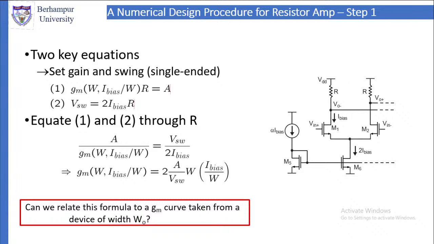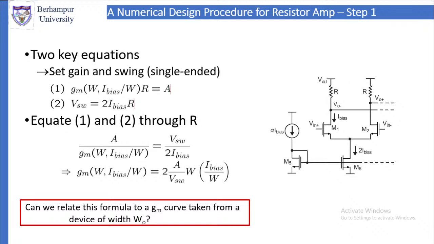Similarly, VSW is the voltage swing. Swing means the voltage varies between, suppose, plus 1 to minus 1, or plus 1 to 0. So that is what voltage swing is: the peak value and the lowest value, the maximum and the minimum. So VSW is equal to 2 times I bias into R. So 2 I bias into R is the voltage swing.